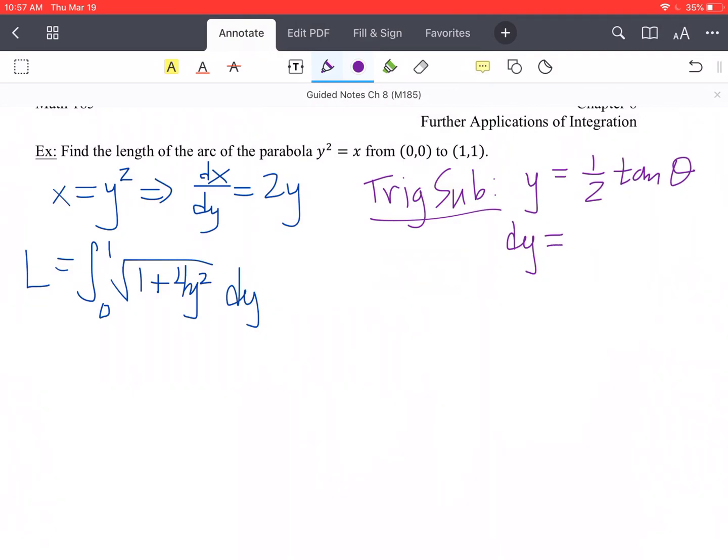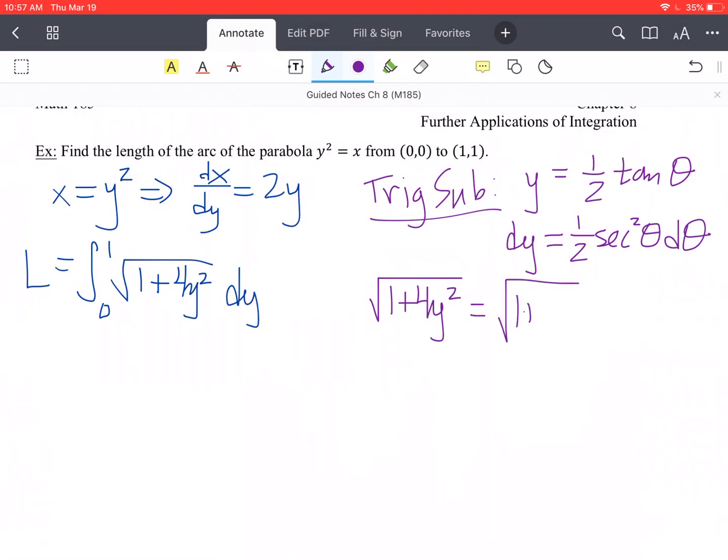Then dy, in this case, would be 1/2 secant squared theta d theta. So when we're trying to do the substitution, the square root of 1 plus 4y squared is going to be the square root of 1 plus, well, 1/2 squared is 1/4. So the 4's will cancel, and we'll just be left with tangent squared theta. And 1 plus tangent squared is secant squared, and then the square root of that is just secant of theta.